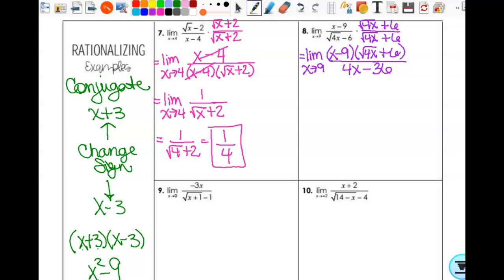Now, at this step in number 7, I was able to cancel some stuff out. I can't here, but do you see potential for that? Right? In the denominator, I can factor out the GCF, right? So this gives me the limit as x approaches 9 of x minus 9 times, so I have to rewrite everything in the numerator, and then the denominator, that gives me 4 times x minus 9.